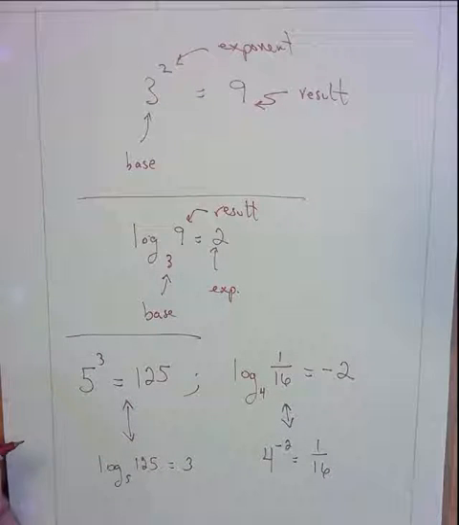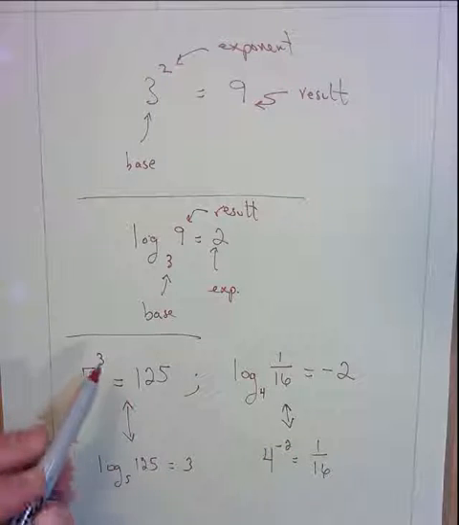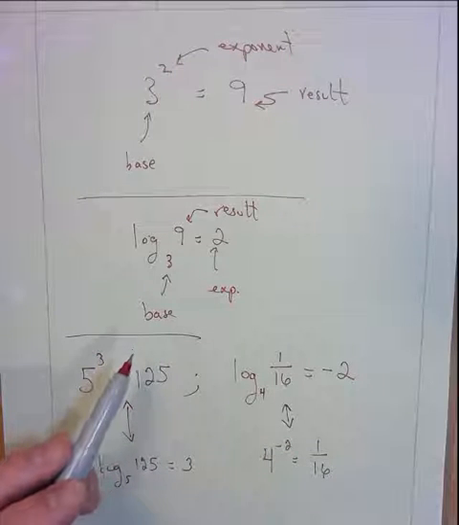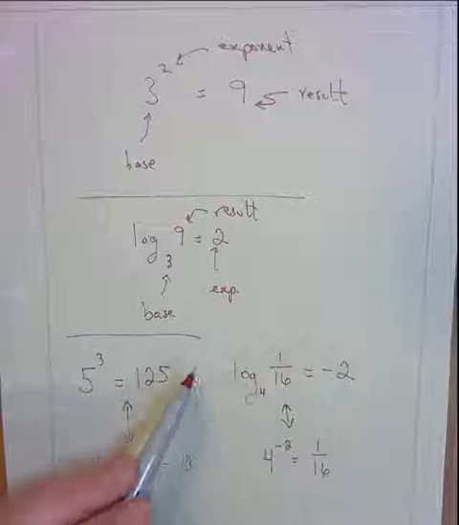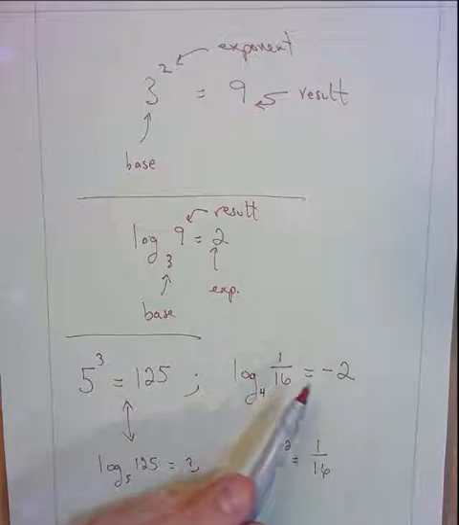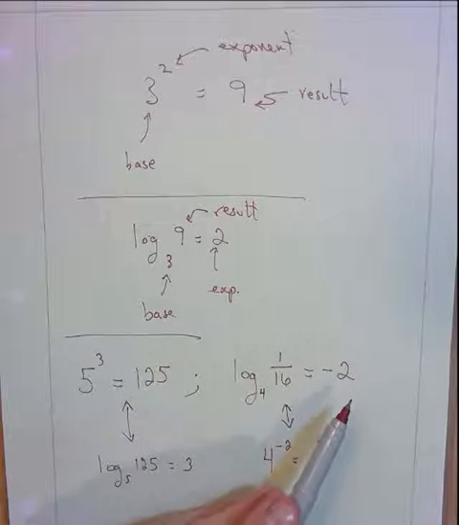So when you're dealing with exponents and logarithms, it's the same relationship between the three numbers. You've got a base, you've got an exponent, you've got a result. The only difference is, are you emphasizing the result, or are you trying to emphasize the exponent that you used to get a result?